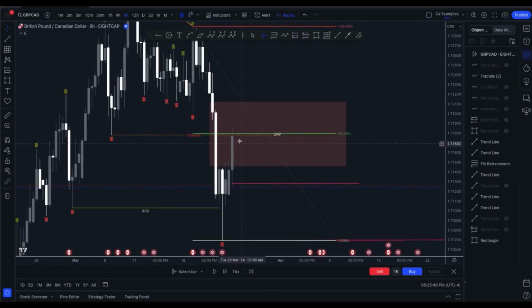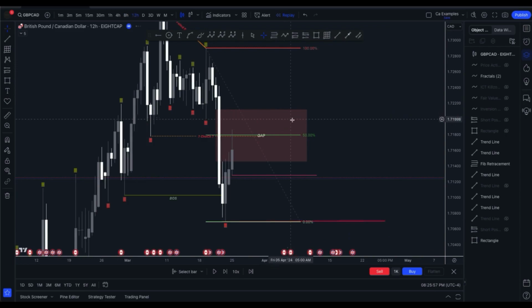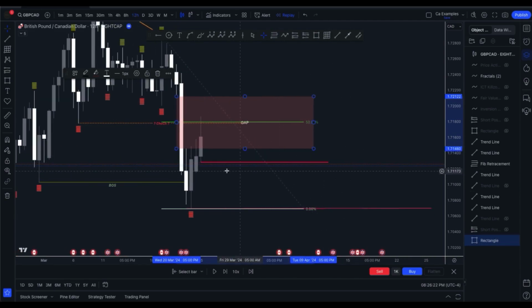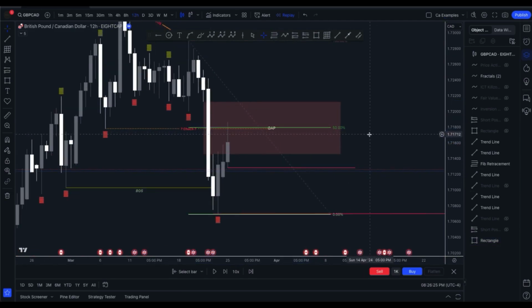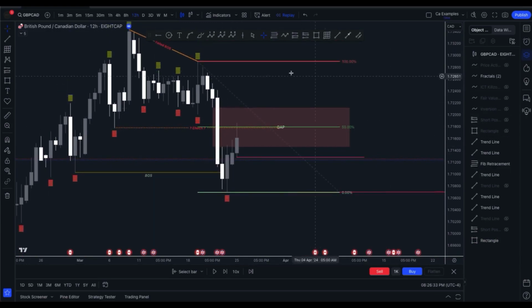Now, some people might discount this as a valid PD array. I personally think it's still valid. Reason being is because if I go on the 12-hour, price didn't actually close to the 50%. So as you can see, price tapped into it and rejected off of it pretty strongly. Real quick, I'm going to break down everything that's going on here. As you can see, I have it from here to here, my fib level.